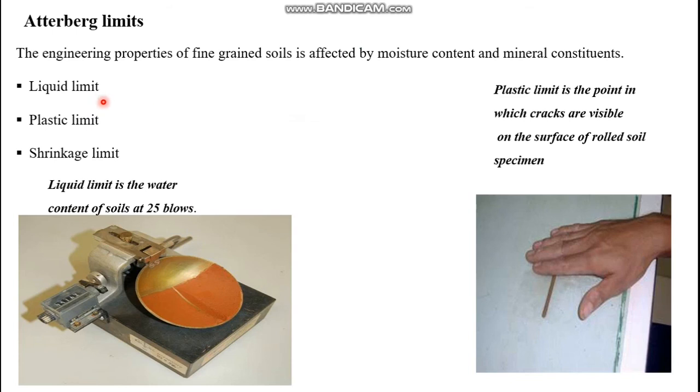So the liquid limit, plastic limit and shrinkage limit are collectively known as the Atterberg limits, and from these three limits, the liquid limit and plastic limit are important and are used in many engineering estimations or calculations. The liquid limit is usually determined using the Casagrande apparatus. You can see this apparatus on the left side of the slide. Using this Casagrande apparatus, you can determine the liquid limit, and manually you can determine the plastic limit. We'll see this in the next few minutes.